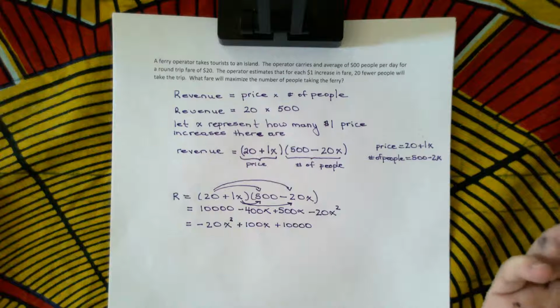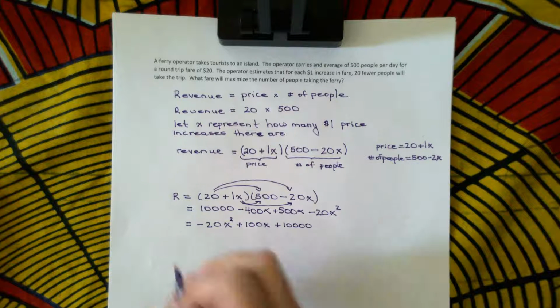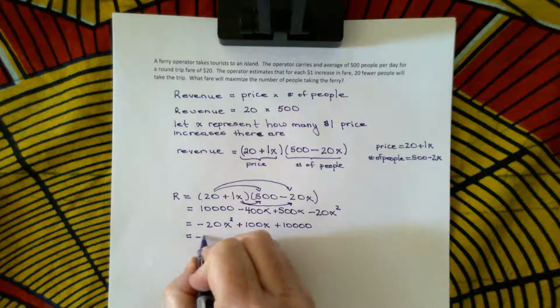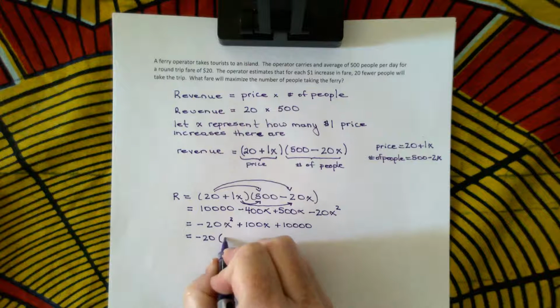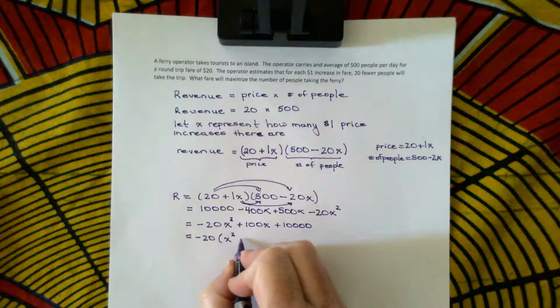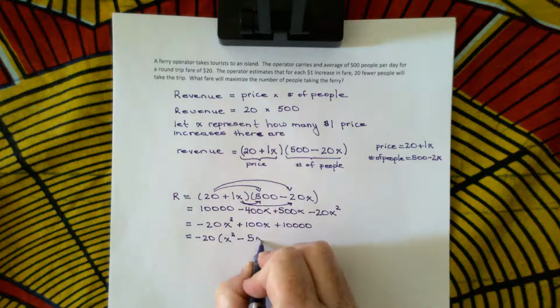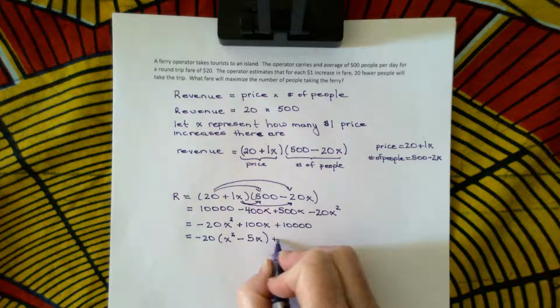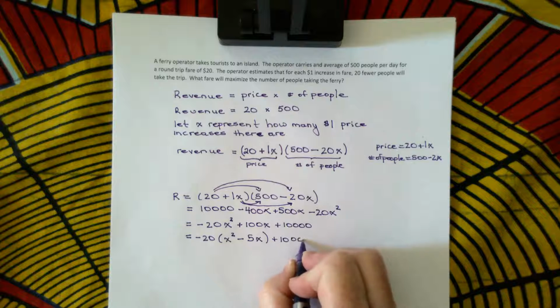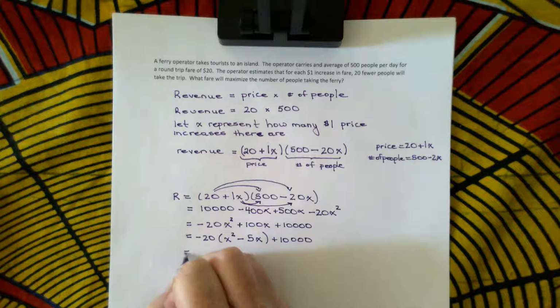So I want to go ahead now and complete the square. So I'm going to factor the negative 20 out. And then I have x squared minus 5x, and then plus 10,000. I'm going to keep going, right?